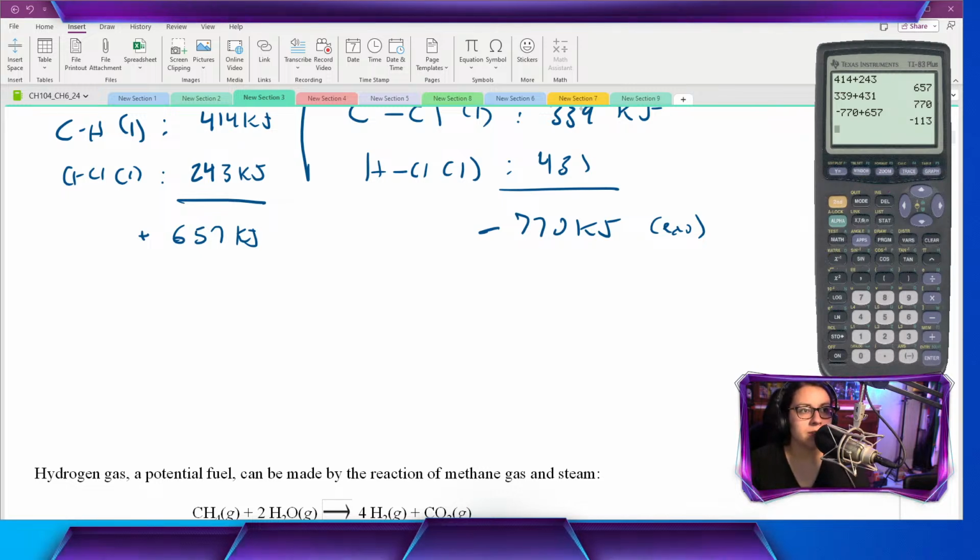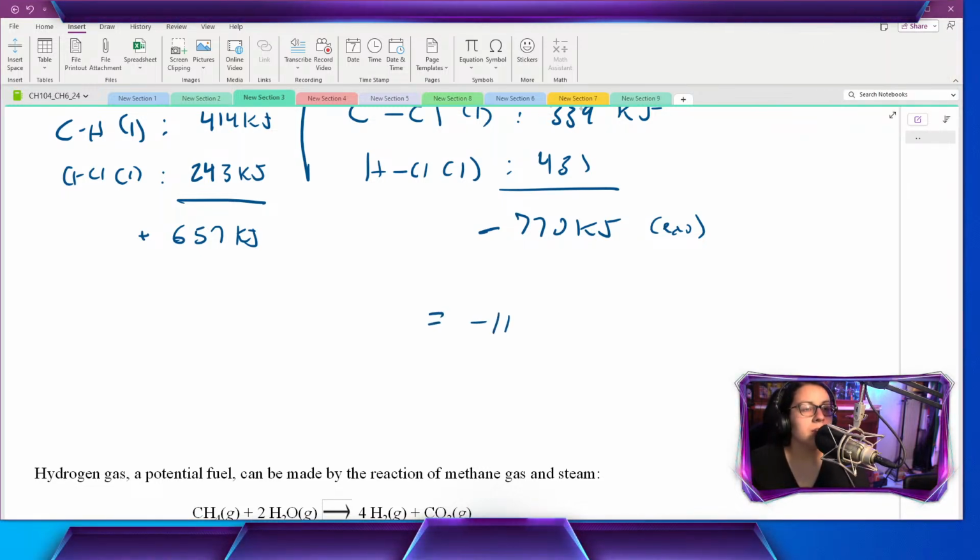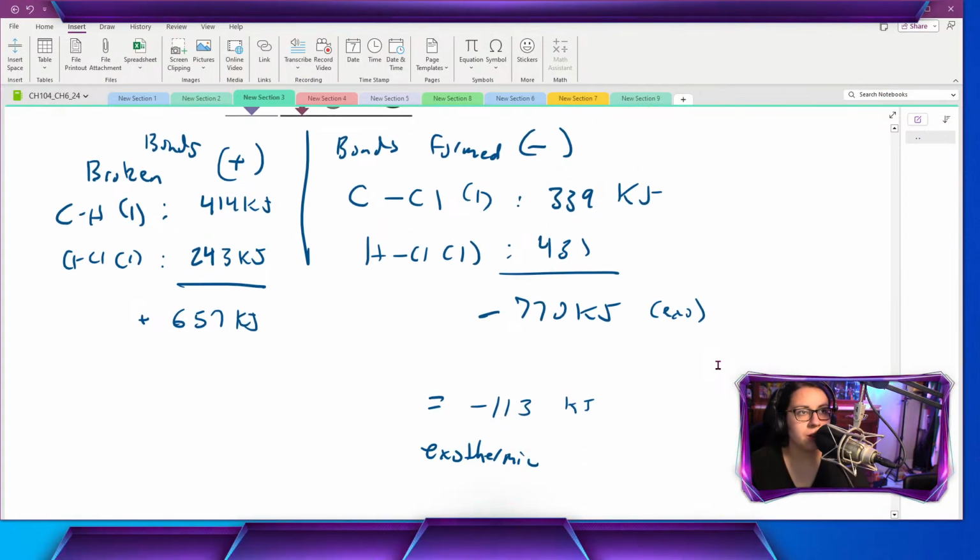And so now this is telling us that 113 kilojoules of energy was released in this process. And so this would be an overall exothermic. Again, heat released, energy would feel hot to you. Questions about that one? I'm just going to pause there for a second.